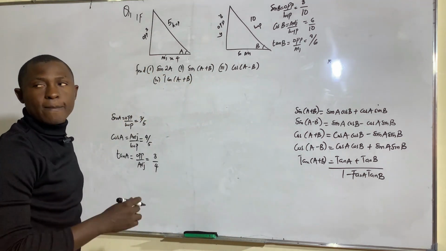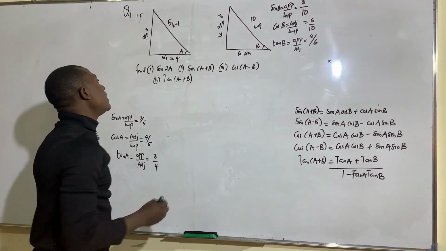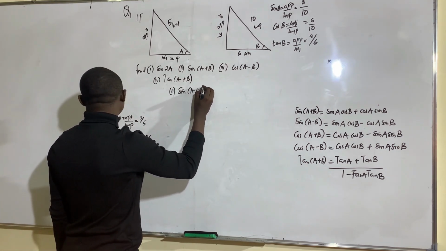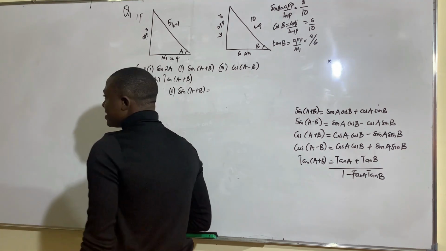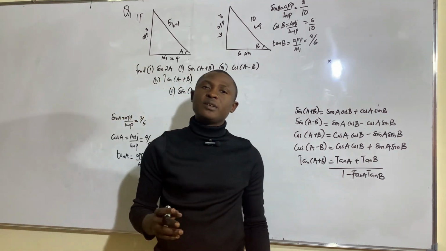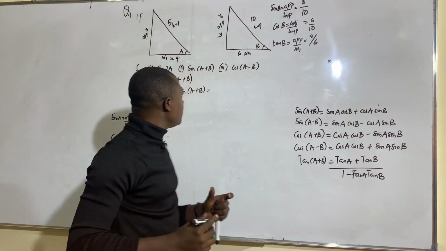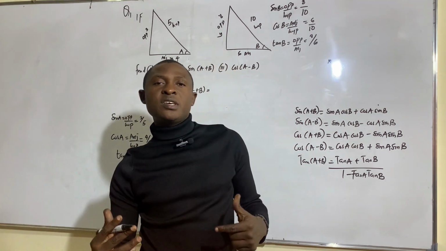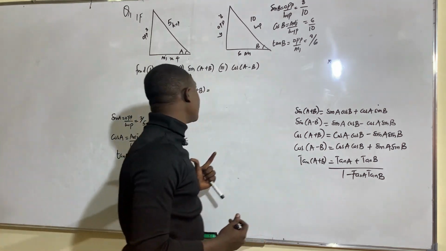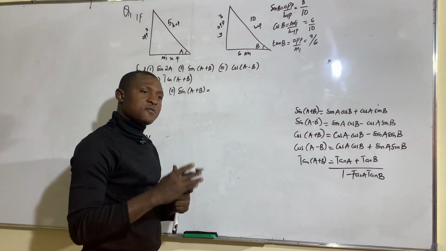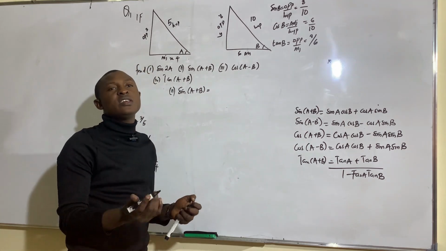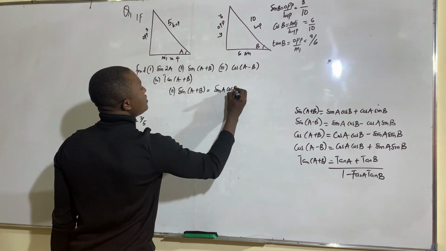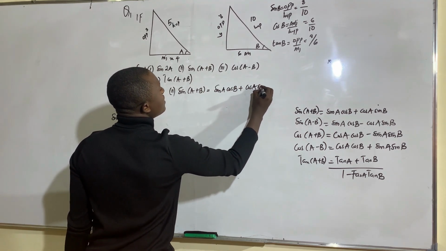For the second problem, I was asked to find sine A plus B. You can see in this problem, the angles are not the same. Since the angles are not the same, that means I have to use this formula. The same method as in the first one, where they are A and A, that's why we have sine A cos A plus cos A sine A. Here, since I have sine A plus B, I just have sine A cos B plus cos A sine B.